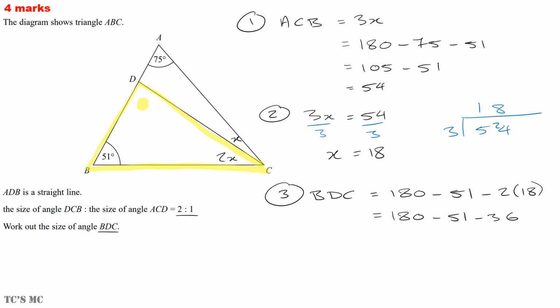I'm just quickly going to work out what 51 add 36 is equal to. So now I need to do 180 subtract 87. Because I've written 93 degrees, I get my final and 4th mark.